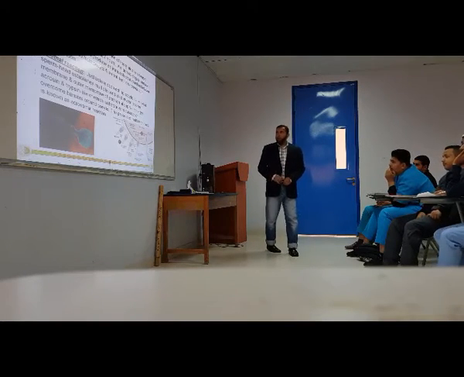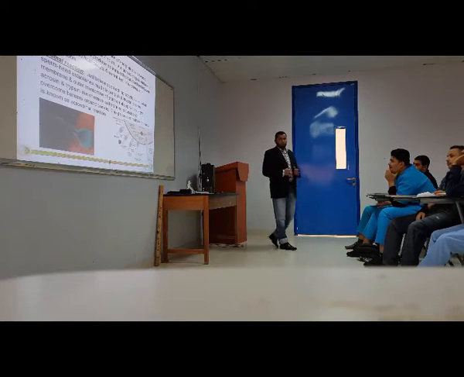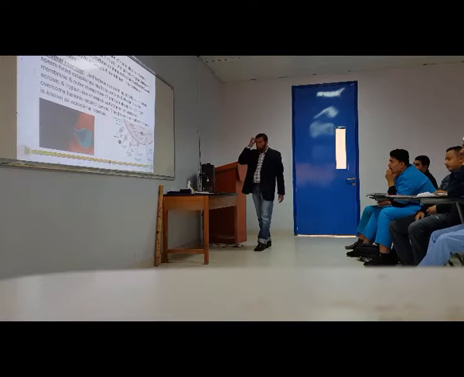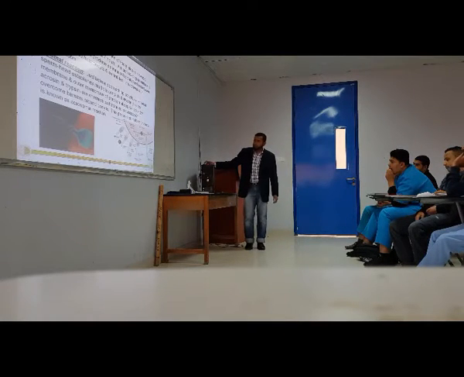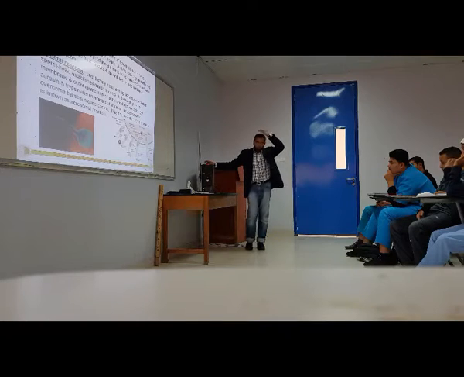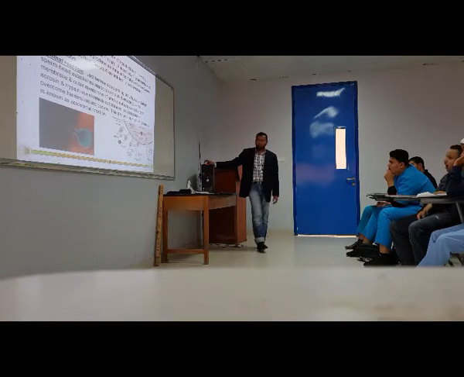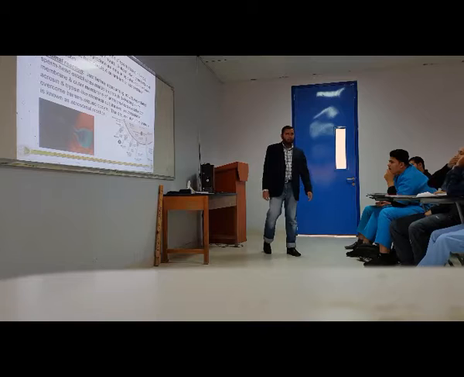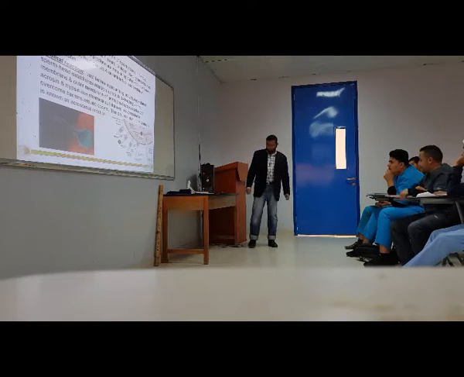Then we have something called the acrosomal reaction. If you see here, this is the ovum, and here is the sperm. This is the sperm head, and on the top of the sperm head there is something called the acrosomal cap. This is the tail of the sperm, and here is the head. On the top of the head of the sperm there is the acrosome or acrosomal cap. This acrosomal cap is very important.